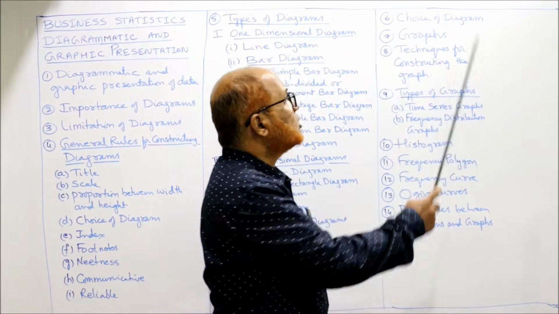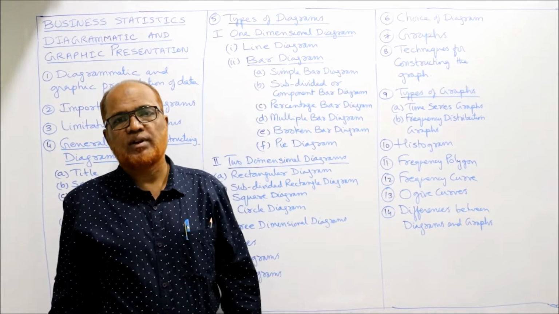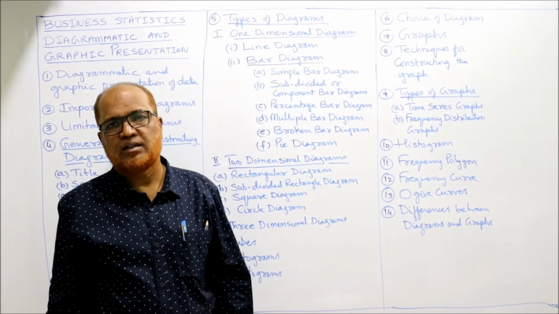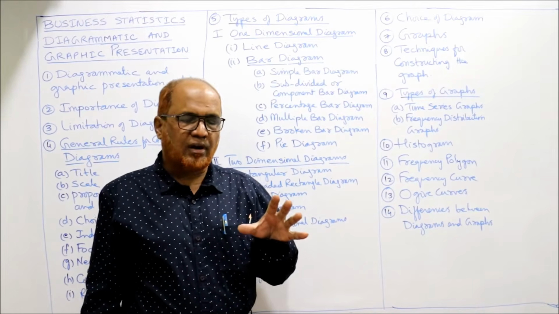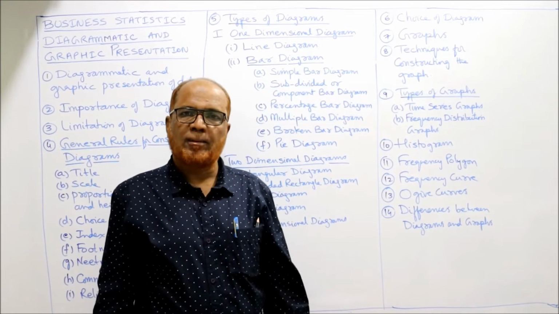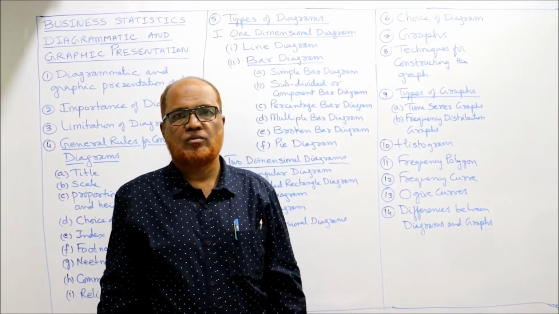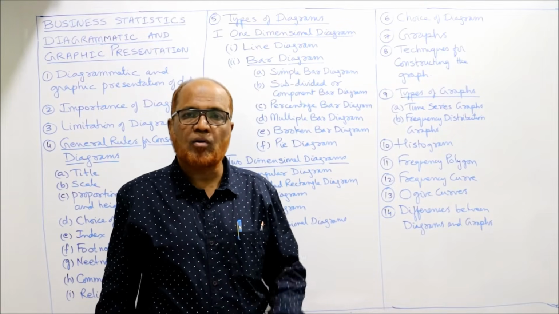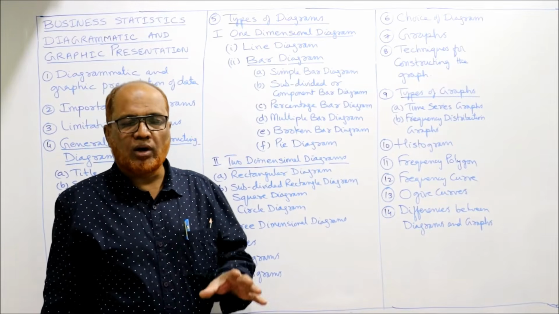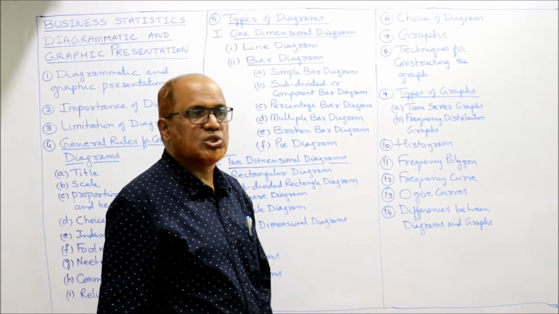Now we'll come to the next topic called choice of diagram. It is not an easy task to draw a diagram. It requires a lot of skill, intelligence and expertise of the person who is making the diagram. Which diagram is suitable depends on the nature of the data, what objective is to be communicated, and what type of audience or readers there are. Accordingly, the choice should be made, so that the proper diagram serves the purpose.